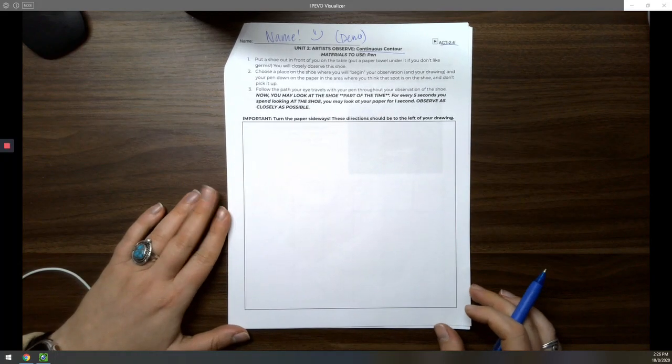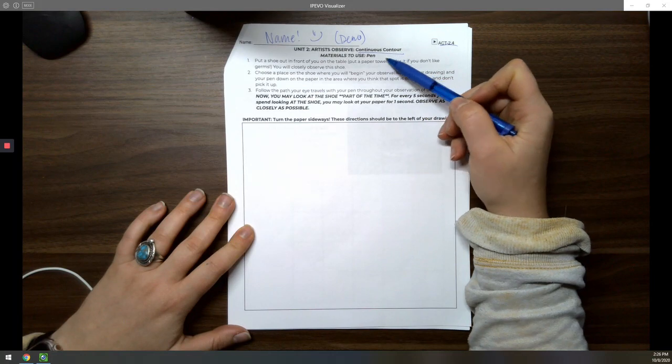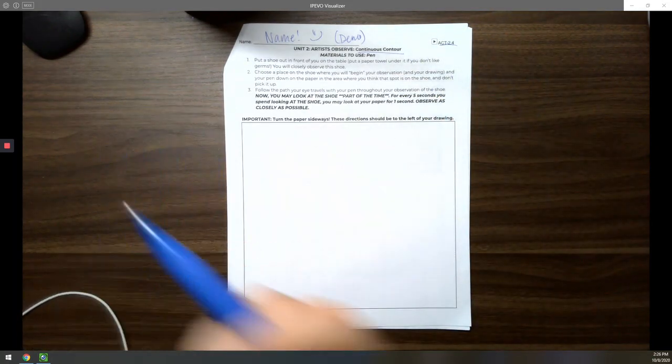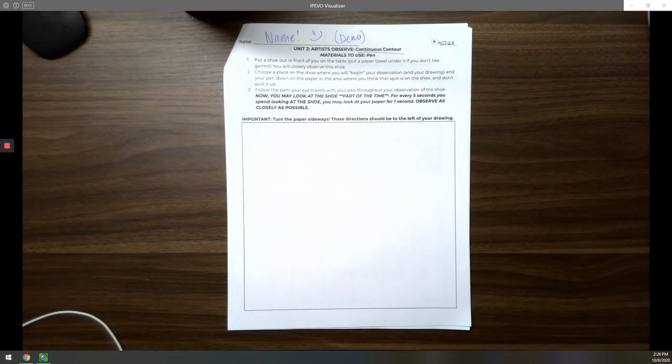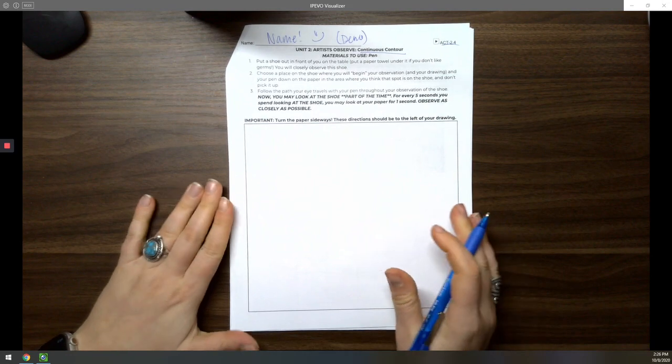Alrighty guys, so today we are going to be working on activity 2.4. This one is continuous contour. Now, the difference between blind and continuous contour is actually just the amount of time that you look at your paper. Everything else is pretty much the same.